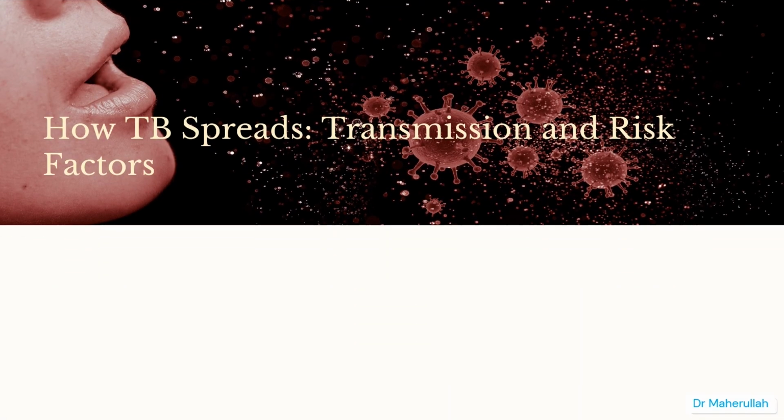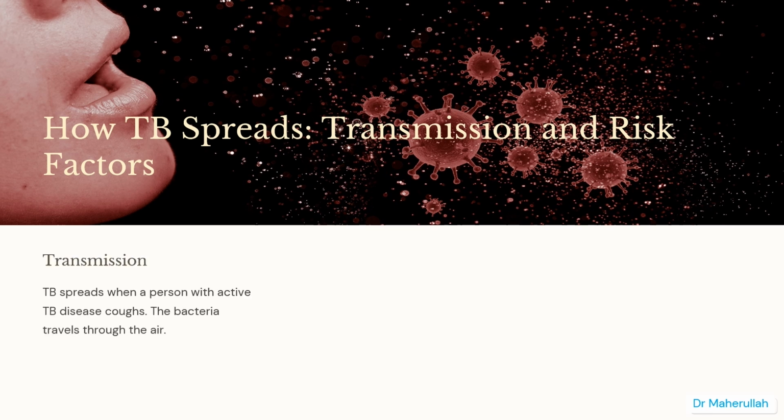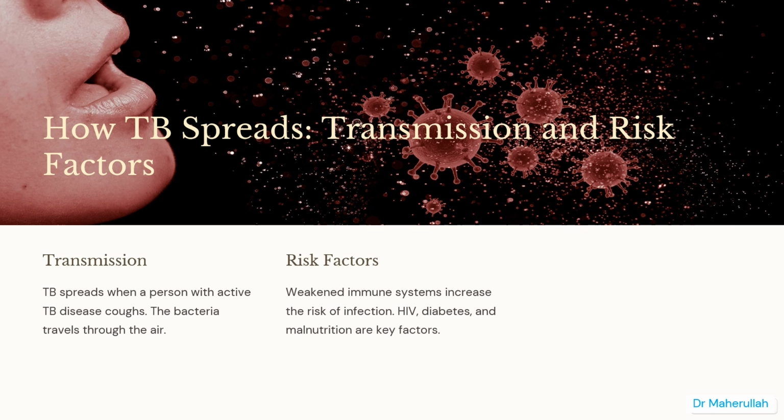Now, it would be very useful to understand how TB spreads. The disease is transmitted when a person with active TB coughs, and the bacteria travel through the air. Certain factors increase the risk of infection, such as weakened immune systems. Conditions like HIV, diabetes, and malnutrition make individuals more vulnerable. Close contact with someone who has active TB also increases the chances of getting sick. This is why TB is more common in crowded or poorly ventilated environments.